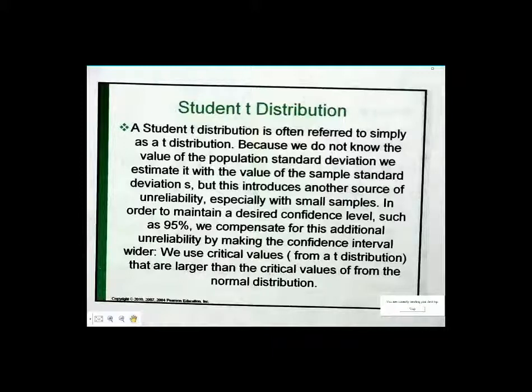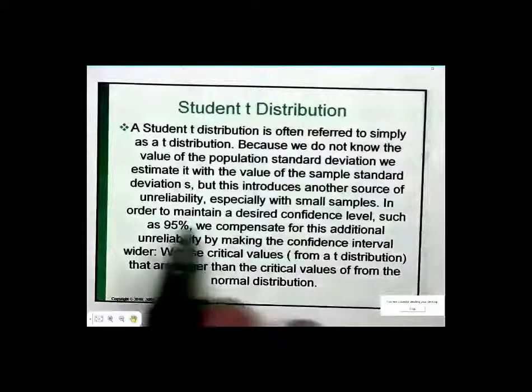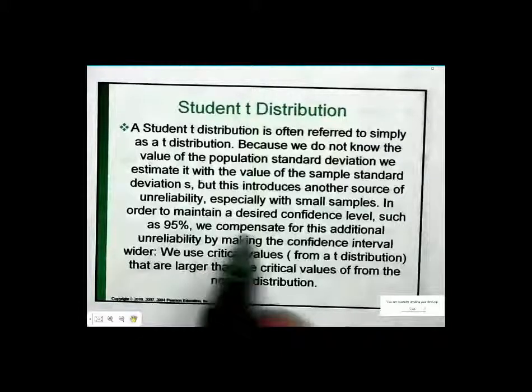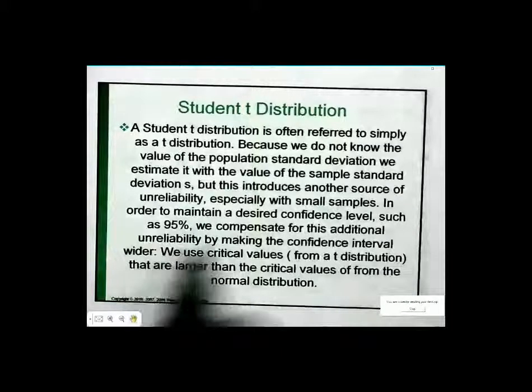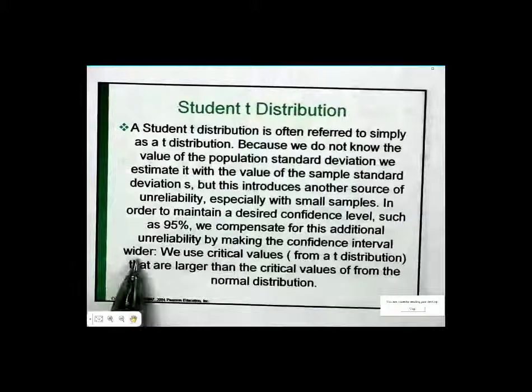In order to maintain a desired confidence level, such as 95%, we compensate for this unreliability by making the confidence interval wider. So when you don't know the population standard deviation, your confidence interval is going to be wider than when you do know the population standard deviation. We use critical values from a t-distribution that are larger than the critical values of a normal distribution to compensate for the fact that we don't know the population standard deviation.